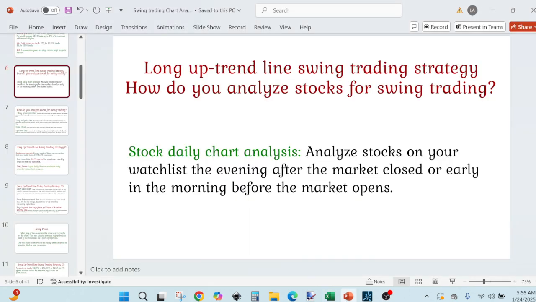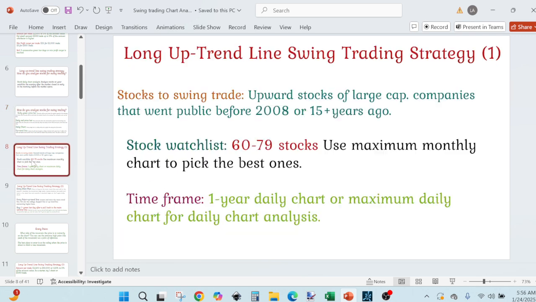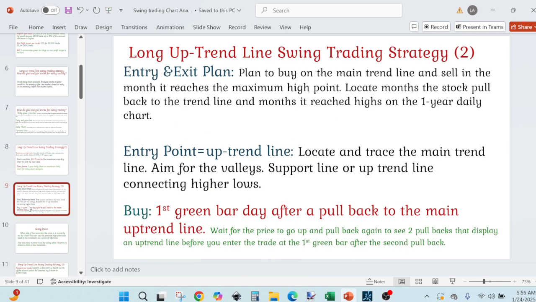That's how you analyze stocks for swing trading if you are using a long option and swing trading strategy. You pay attention to your green bars and your red bars. Your green bars are the price when the price went up, and the red bars are when the price went down. You swing trade on the daily chart, and it's good to have a stock watch list that you can just analyze stocks from it and buy stocks from it.